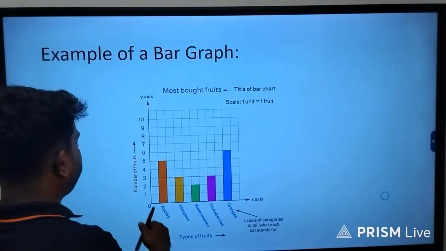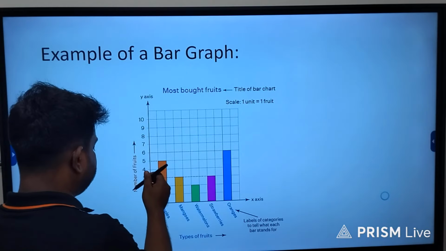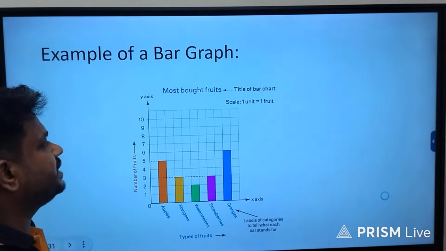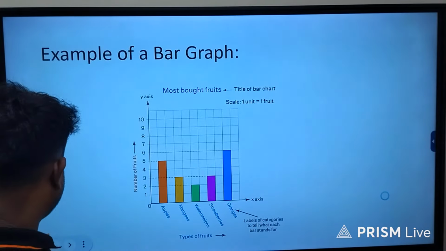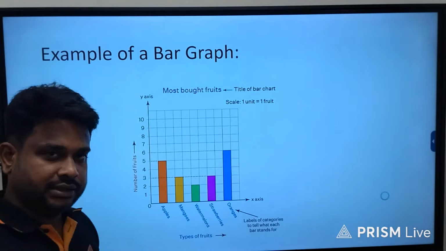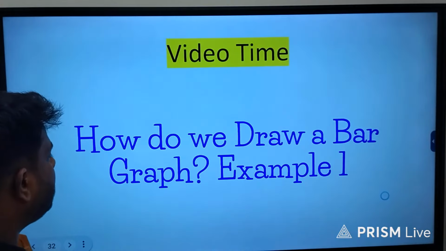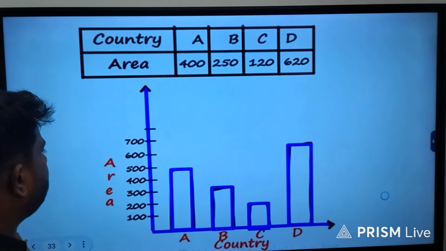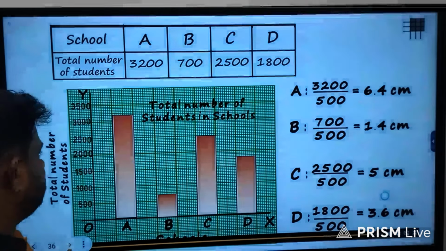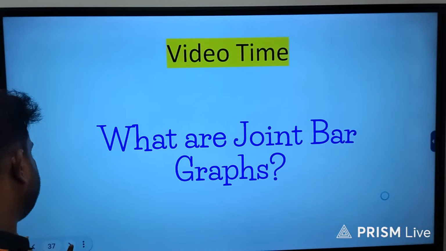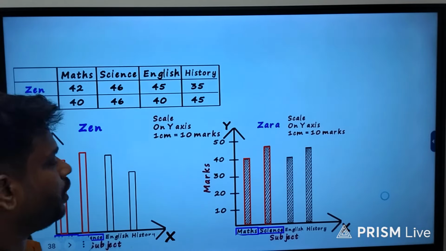Here they have taken the scale ranging from 0 to 10, and one scale division is equal to 1 unit, that means 1 foot, and the graph can be drawn like this. We have already learned how we can draw the bar graph, and this is an example of a bar graph. The next thing we will learn is what a joint bar graph is.